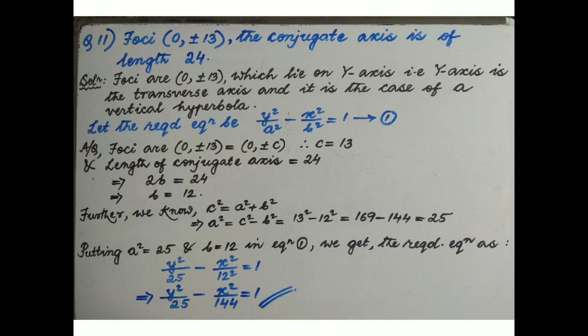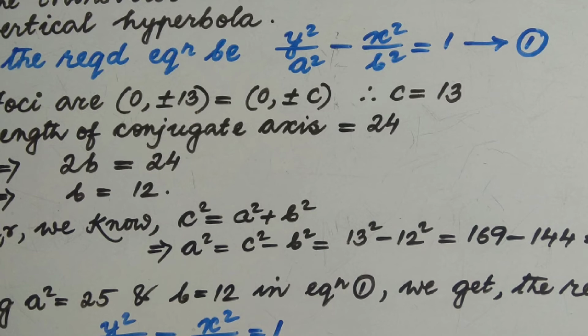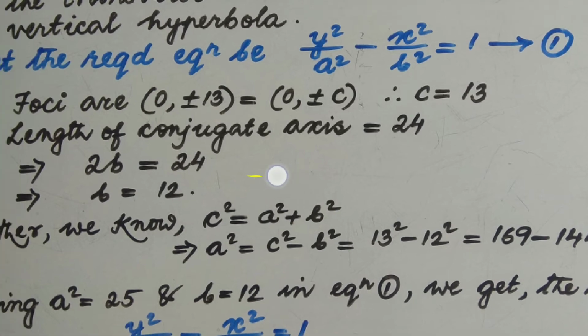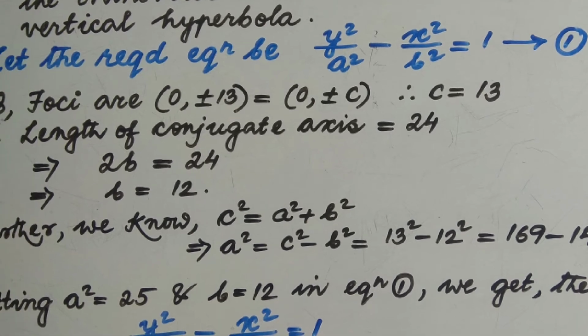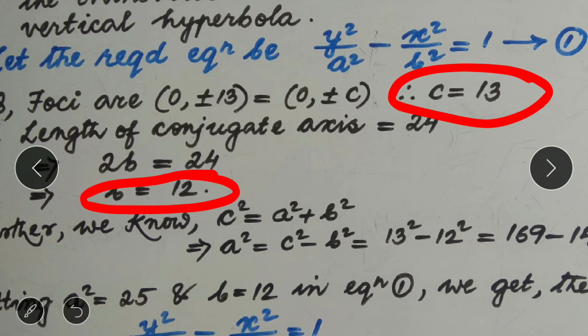So the length of the conjugate axis is 24, which means twice b will equal 24, because we have the formula: length of the conjugate axis is twice b. So, twice b equals 24, which means b equals 12. Next, we have calculated the value of b and we know the value of c. So, what is left out? To find out a square.